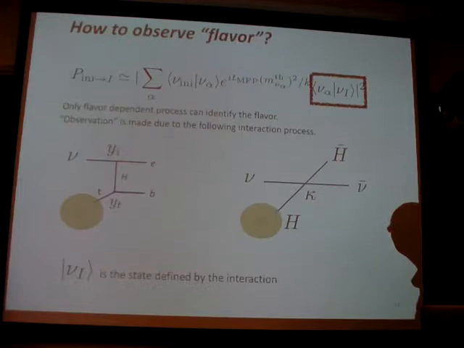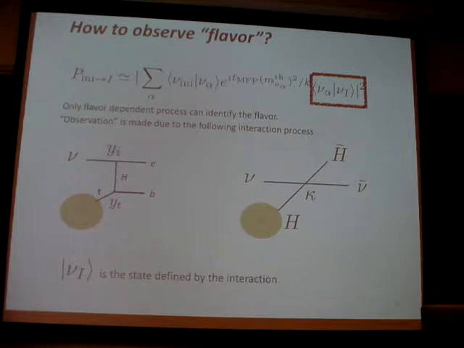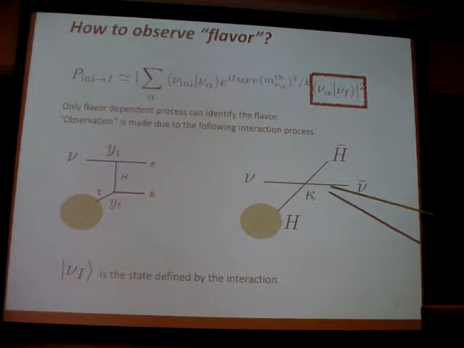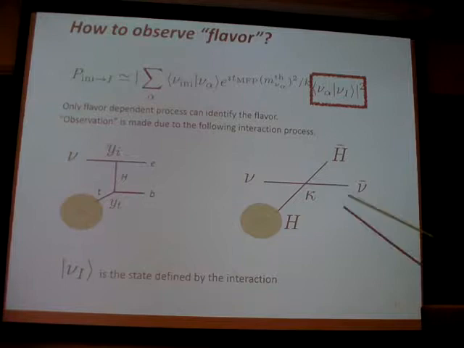And next question is how to observe the flavor. To identify flavor, we need flavor-dependent interaction processes. So we have two processes that are flavor-dependent. One is the scattering process via the Yukawa interaction, the charged lepton Yukawa interaction, and the other is the interaction via the LLHH term. The mu I is the state defined by the interaction. Strictly speaking, the mu I is an eigenstate in the interaction basis.